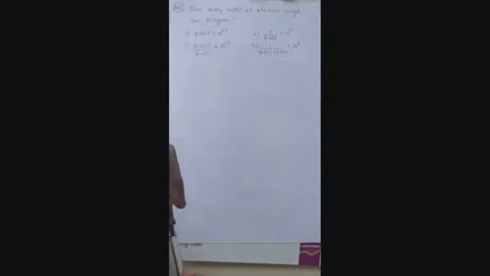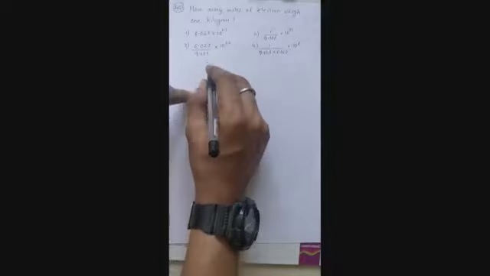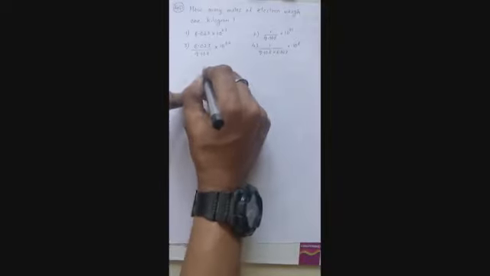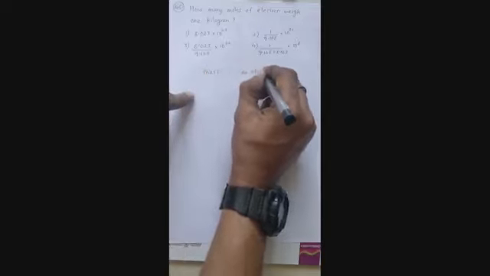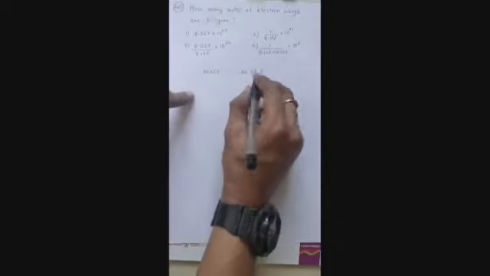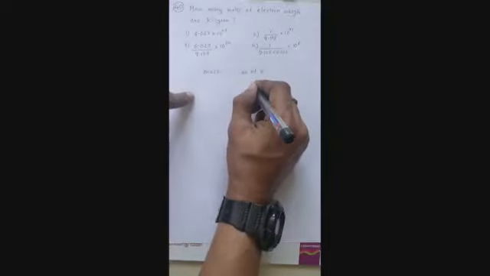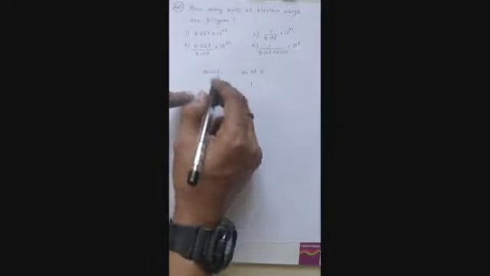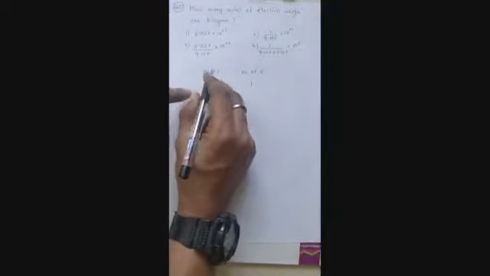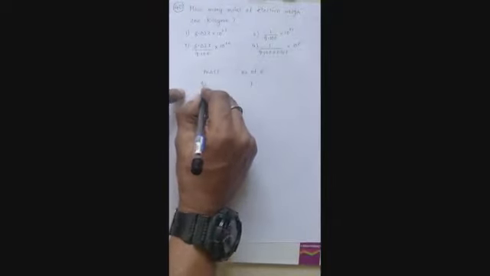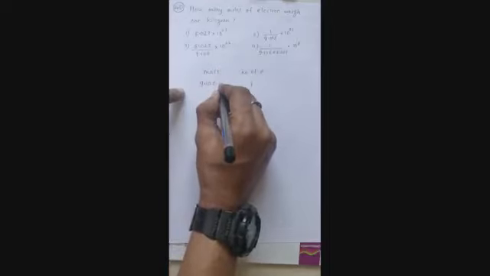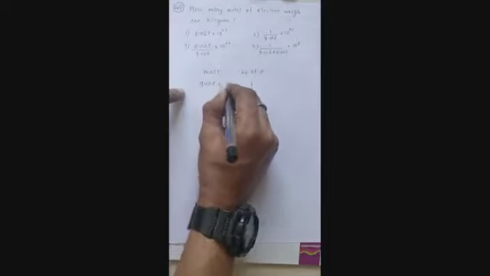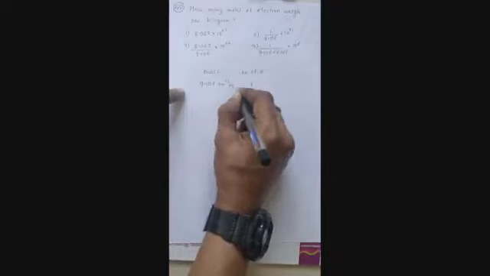See the next question, question number 40. How many moles of electron weigh 1 kilogram? So here I'll take mass, and here I'll take number of electrons. So mass of 1 electron, number of electrons 1, and this should be known to you. It is not given in the data, so it should be known to you. That is 9.108 to be precise, into 10 raised to minus 31 kilograms.